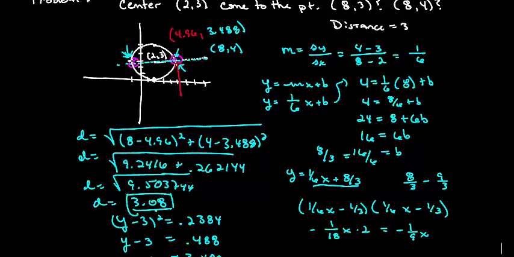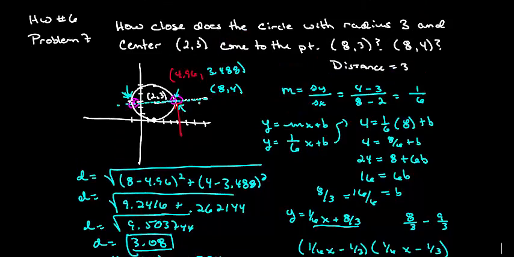Now, here's the thing. 3.08, it should be just a little bit longer than what we got before, which was 3. So again, that's just some validation that our answer is correct. And that's how you go ahead and you set up that problem and work it out.